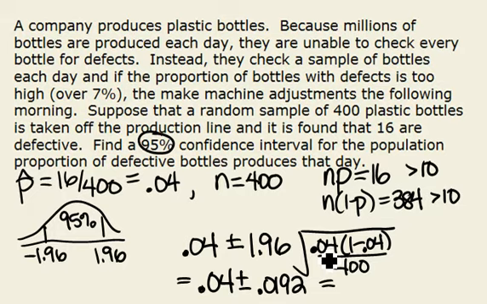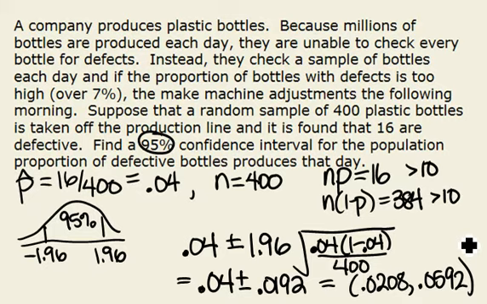If you take 0.04 and subtract 0.0192, you'll get 0.0208, and if you add, you'll get 0.0592. So it's likely that the total fraction of defective bottles for that day is between 2.08% and 5.92%. In this case, those are under 7%, and the machine would not need to be adjusted the next day.